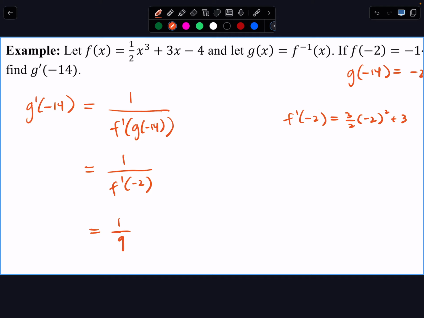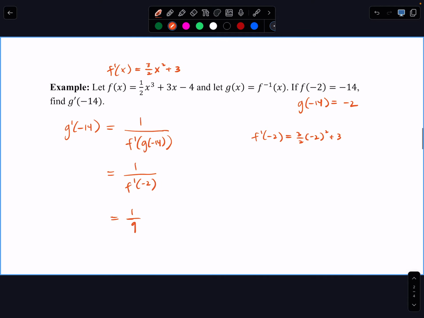Which makes sense, right? Like with what we just said above, if f prime of negative 2 is equal to 9, then g prime of negative 14 should be the reciprocal.